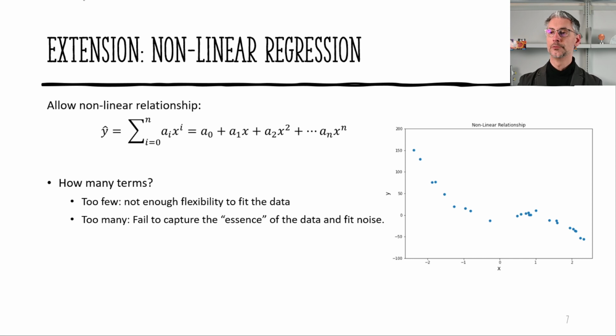The extension is to do nonlinear regression, and we can do this, for example, by allowing nonlinear relationships, for example, higher order polynomials. Here the obvious question is how many terms should we have? If we have too few of them, we might not have enough flexibility to fit the data we have. If we have too many, of course, we are prone to overfitting, and we fail to capture the essence of the data and start fitting the noise.